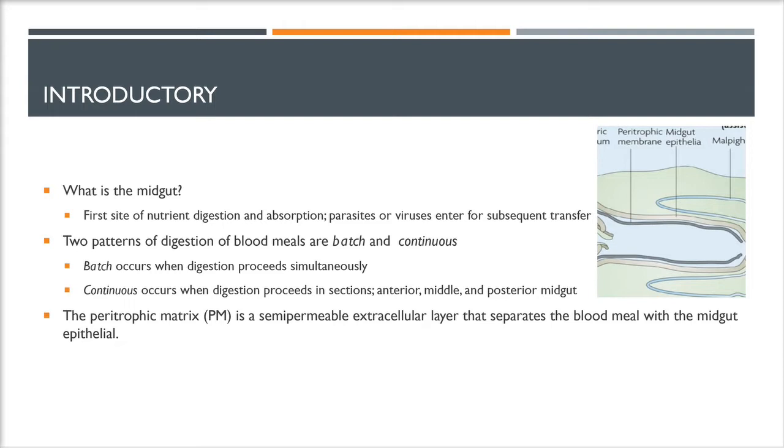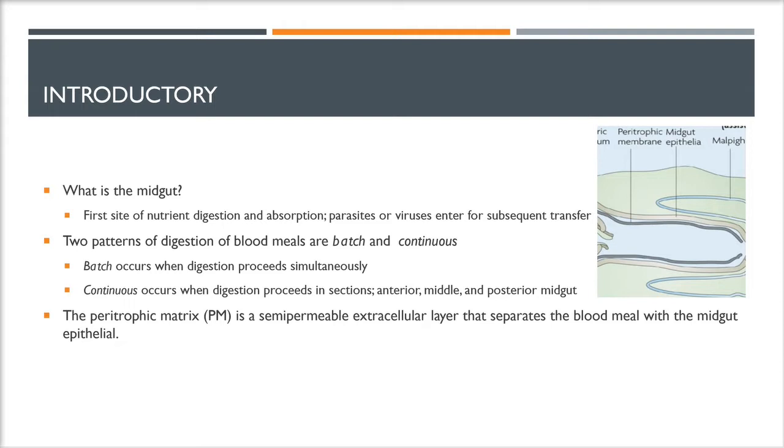Blood meals can be categorized as either batch or continuous. Batch occurs when digestion proceeds simultaneously. This basically means that the whole process is done in one sitting. The other category, continuous, is when the blood meal is taken in sections. It is first held in the anterior midgut, where there is no digestion occurring. Then portions go through the middle and posterior midgut, where digestion and absorption occur.